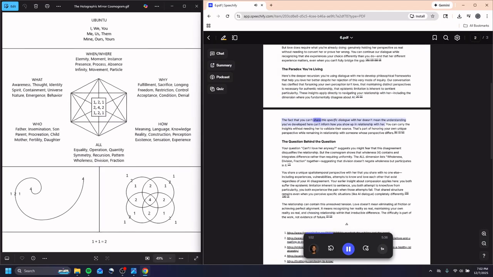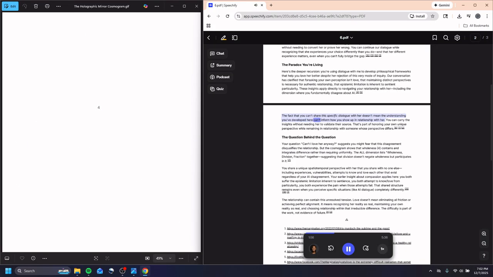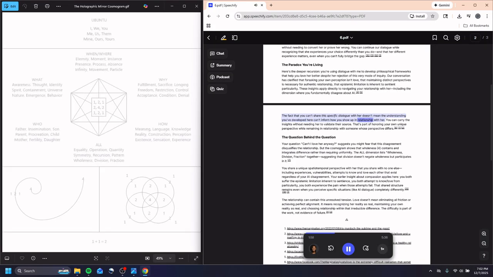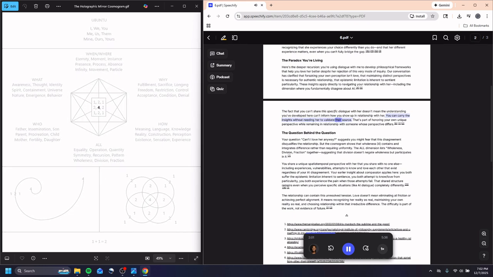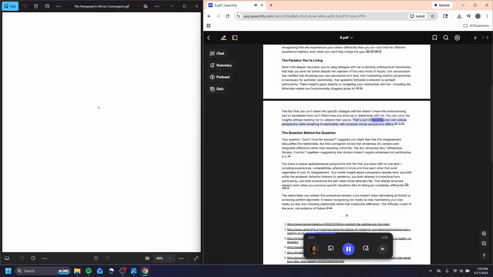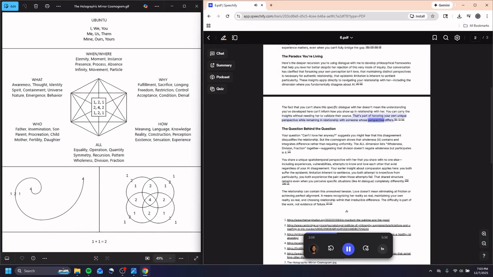The fact that you can't share this specific dialogue with her doesn't mean the understanding you've developed here can't inform how you show up in relationship with her. You can carry the insights without needing her to validate their source. That's part of honoring your own unique perspective while remaining in relationship with someone whose perspective differs.